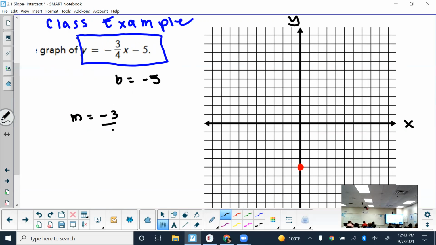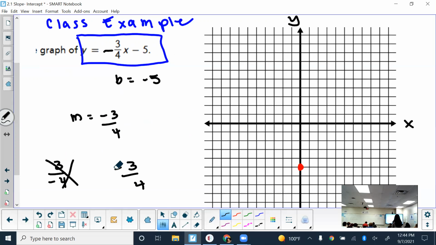-3 over 4. -3/4. Now notice in the example, it has the negative sign in the middle. The placement of it doesn't really matter. It can be in the numerator, it can be in the denominator, but the sign only affects your rise. So just get in the habit of writing it in the numerator. If you get something like this, just rewrite it like this.